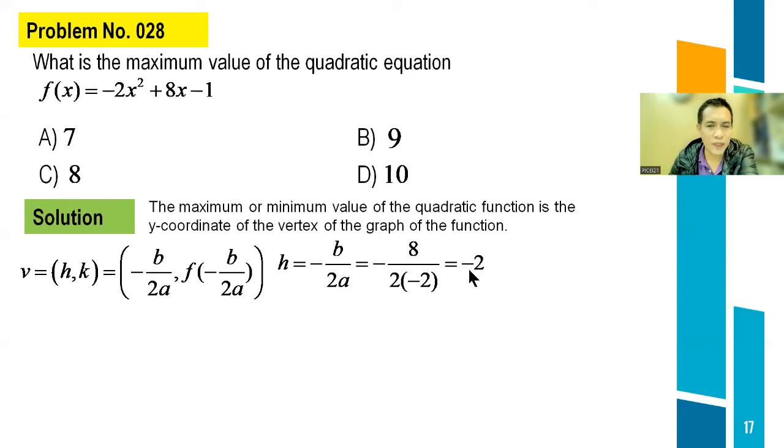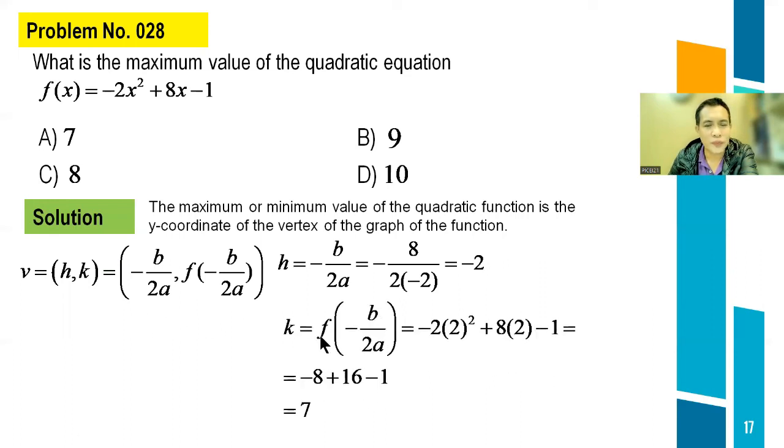And then we will substitute for k. K is equal to f of negative b over 2a. Our h is 2. That's negative 2 times 2 squared plus 8 times 2 minus 1. This is equal to negative 8. Of course, 2 squared is 4, times negative 2, that's negative 8, plus 8 times 2, 16, minus 1, 7.